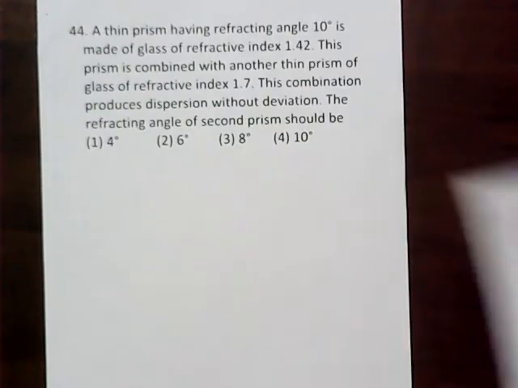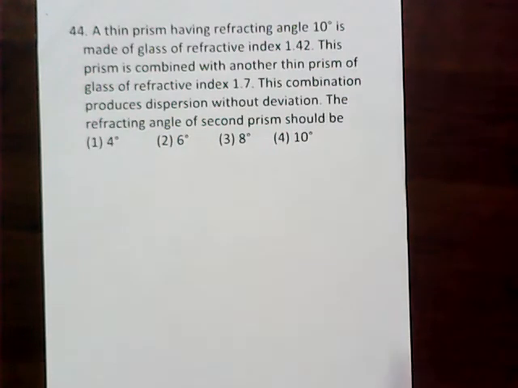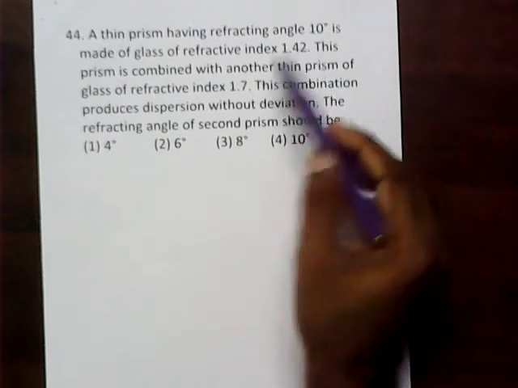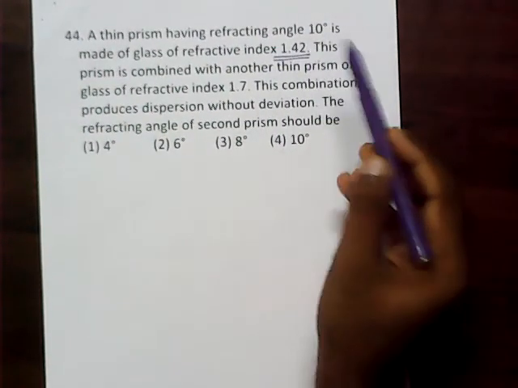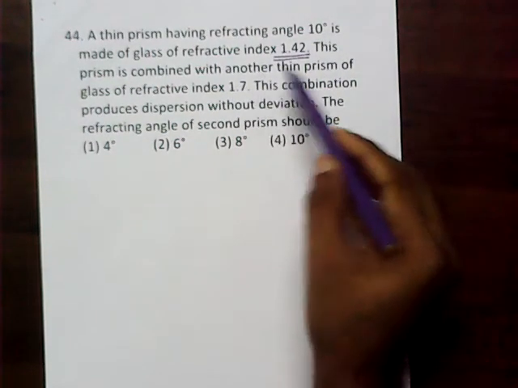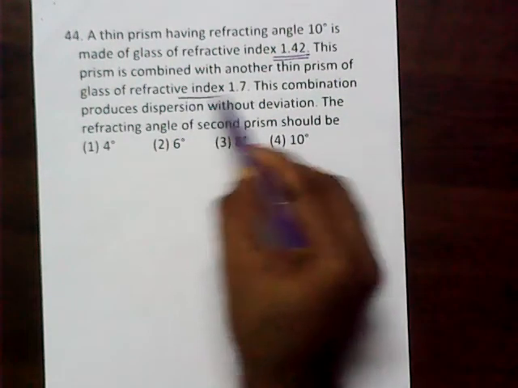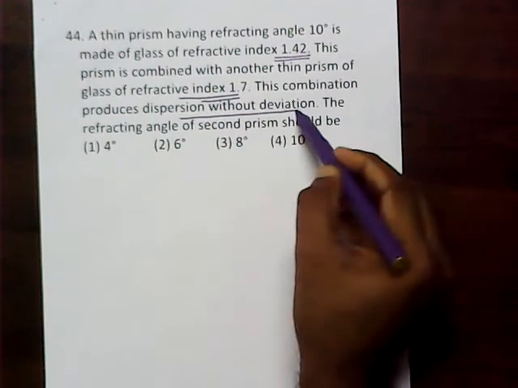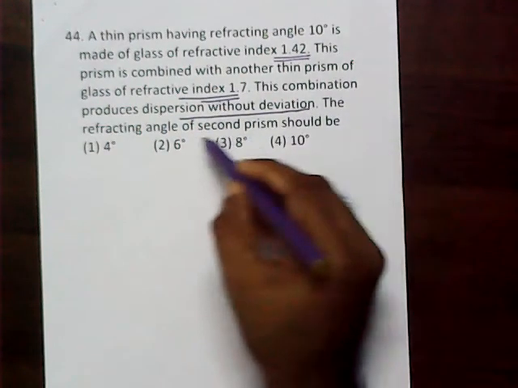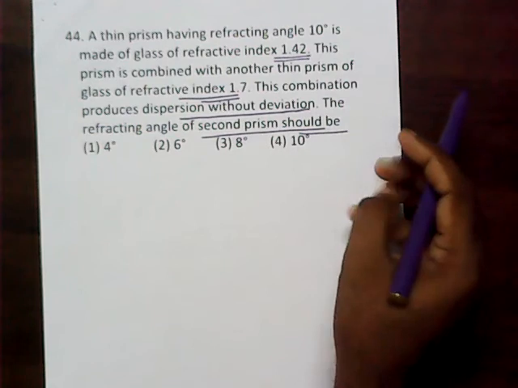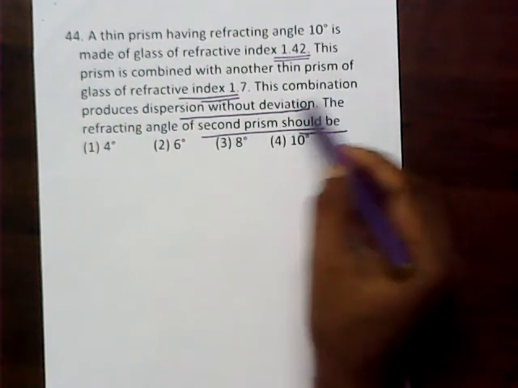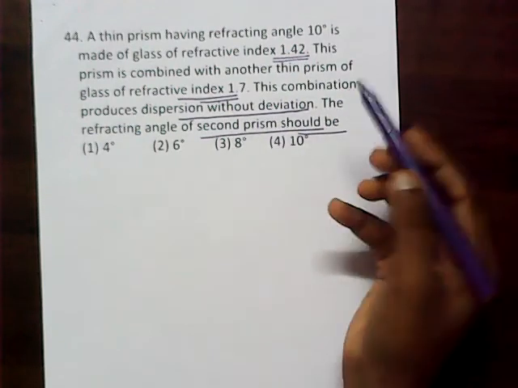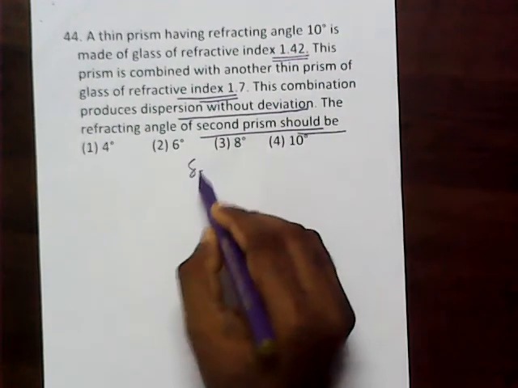Number 44. A thin prism having refracting angle 10 degree is made of glass of refractive index 1.42, and this prism is combined with another thin prism of refractive index 1.7. This combination produces a dispersion without deviation. The refracting angle of the second prism would be. Keep in mind the condition: the combination produces dispersion without deviation. So the total deviation should equal 0.